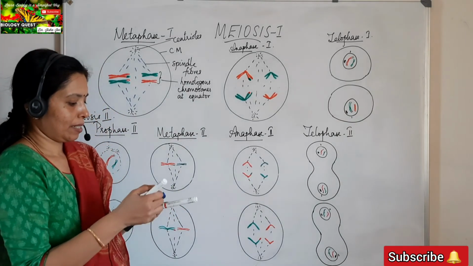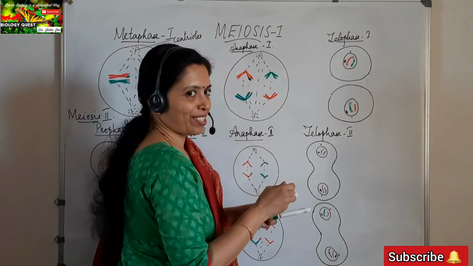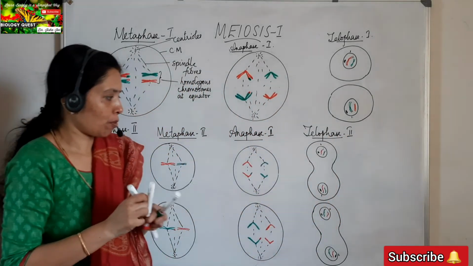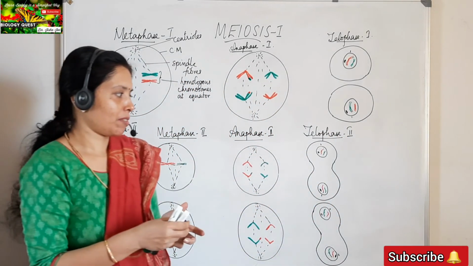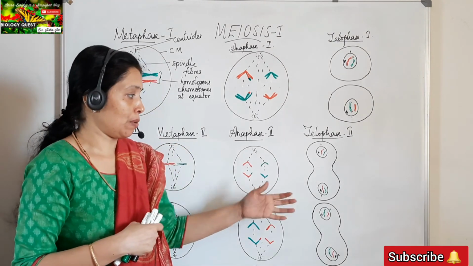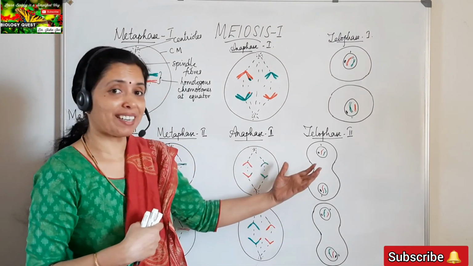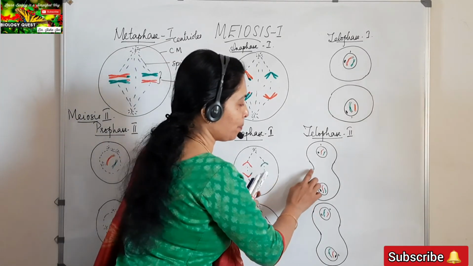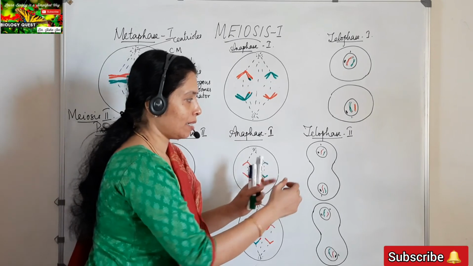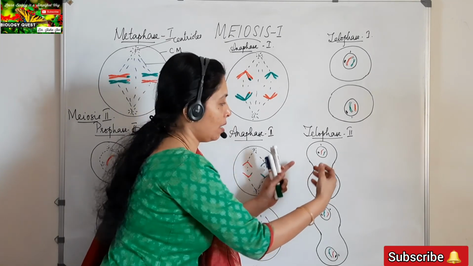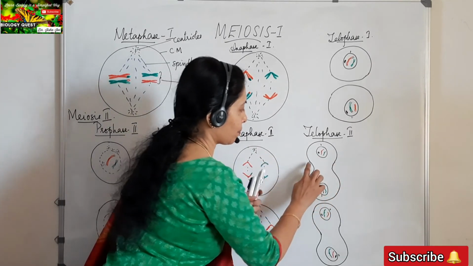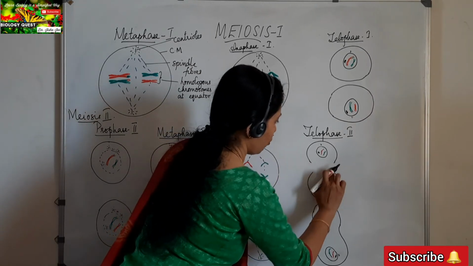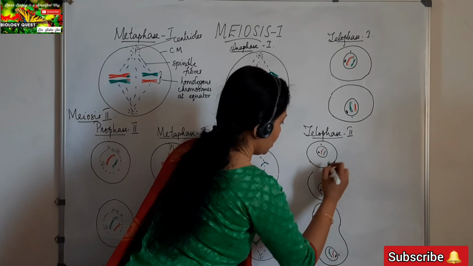So that is telophase 2 of meiosis 2. As you can see, the chromosomes have reached the opposite poles. The spindle fibers have disappeared. The nuclear membrane and nucleolus have reappeared. Cytokinesis has taken place. By the end of telophase, cytokinesis will proceed and furrow formation will proceed towards the center.